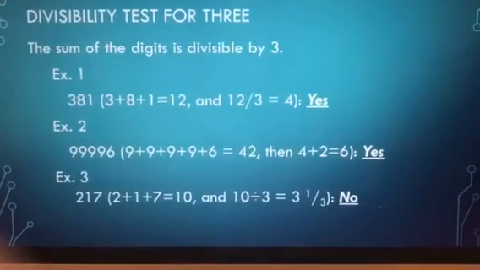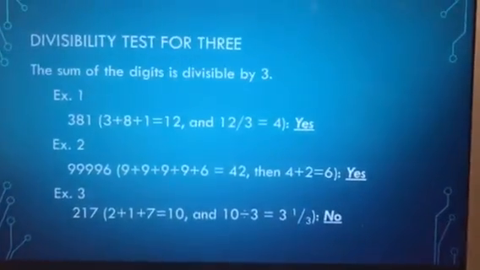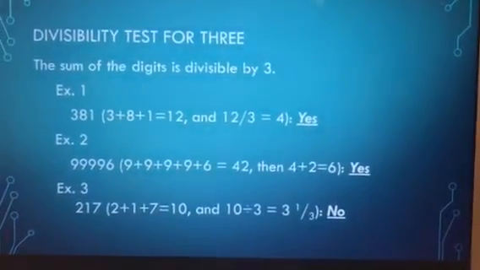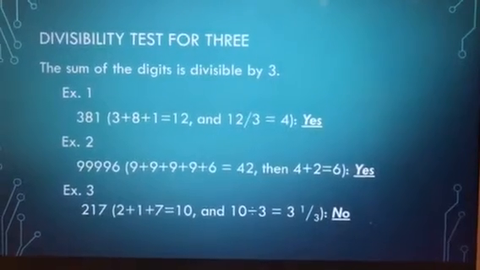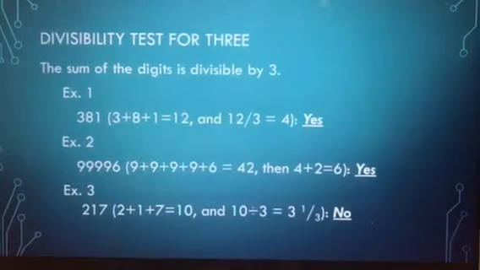99,996. When you add up 9 plus 9 plus 9 plus 9 plus 6, you get 42. Then you add 4 plus 2, which equals 6. And 6 divided by 3 is divisible by 3. So therefore the answer is yes.